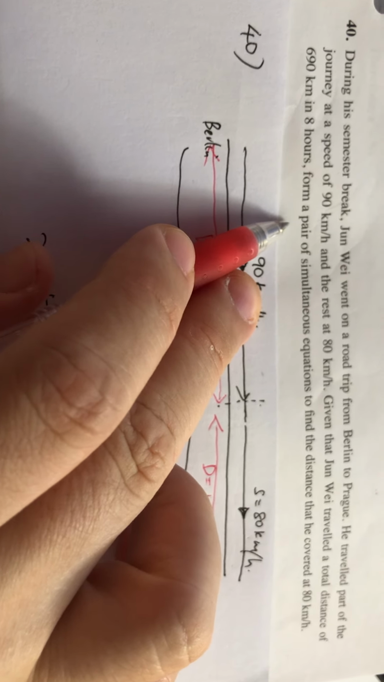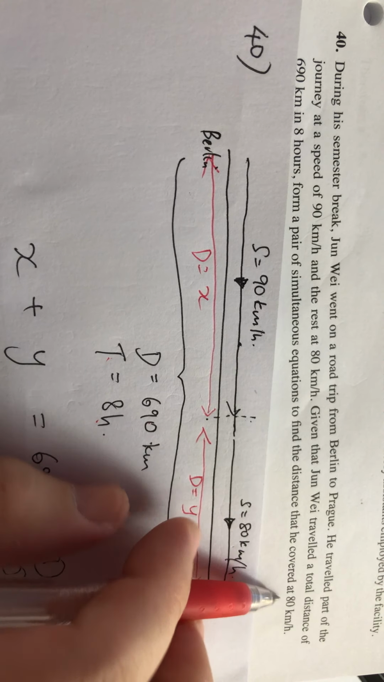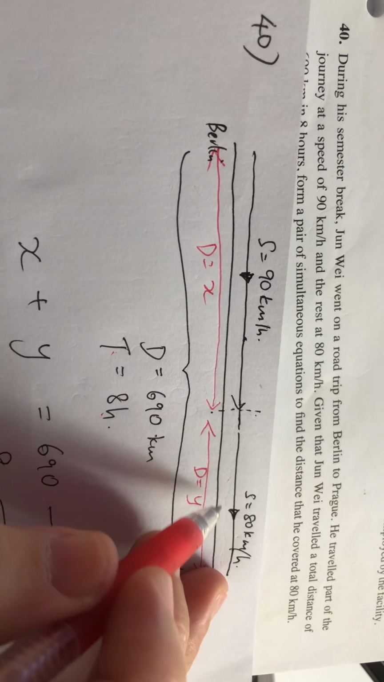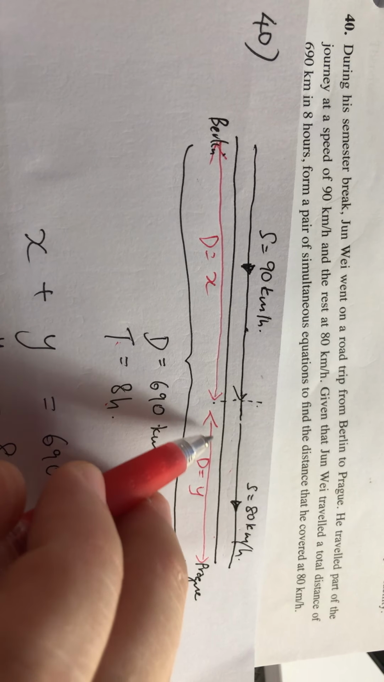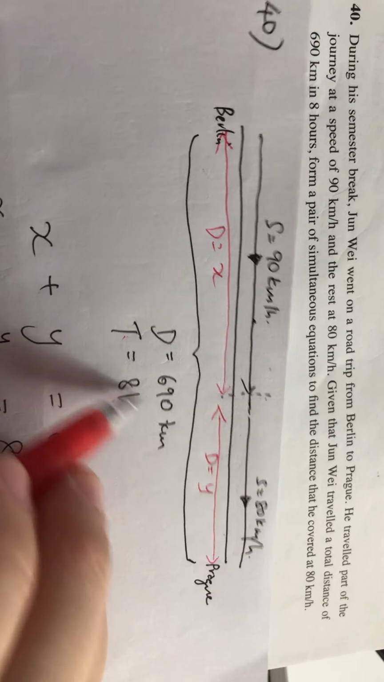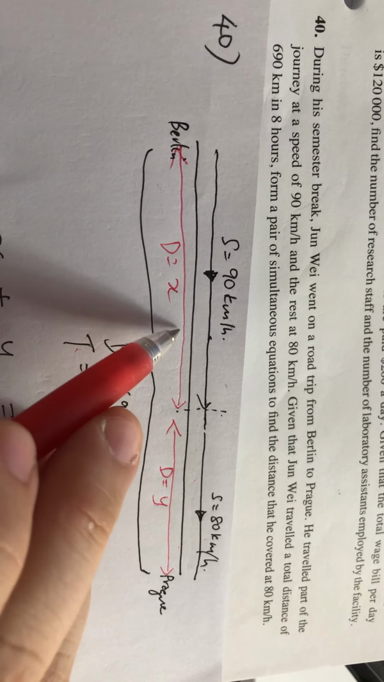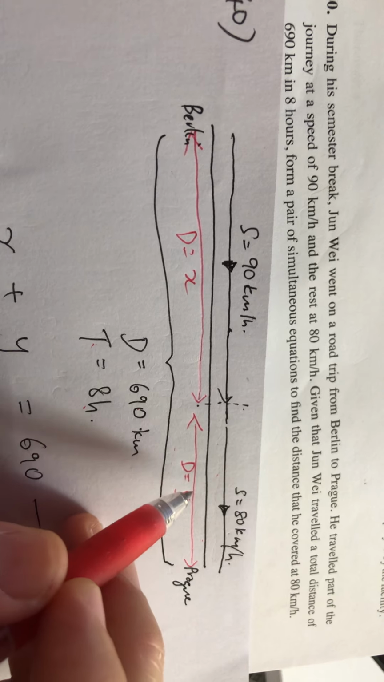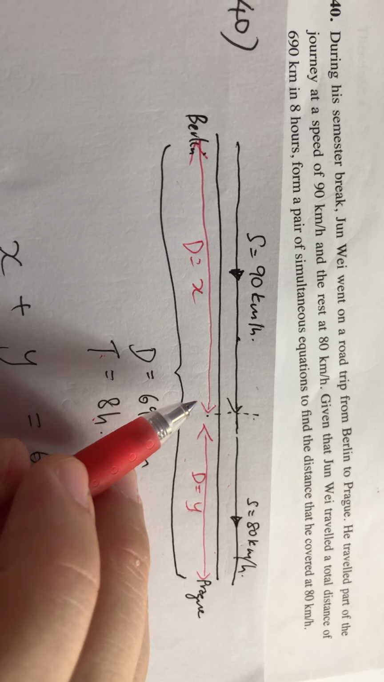These are the clues or hints given to you by the question. You are supposed to form a pair of simultaneous equations to find the distance that he covered at 80 km per hour. That means they want you to find y. This question only wants you to find y. But in order to find y, you actually need to have this x also. Otherwise, you won't be able to link this whole distance and this whole timing with this y. So you have no choice but to form an equation involving x and y. You cannot just form an equation involving y. You can, but it means that you have to skip certain steps. So at this stage, we won't do that yet.